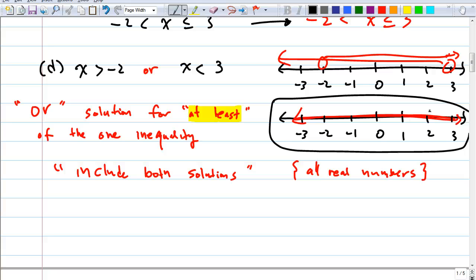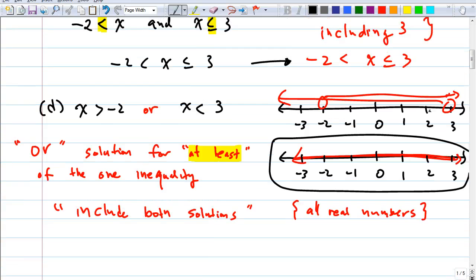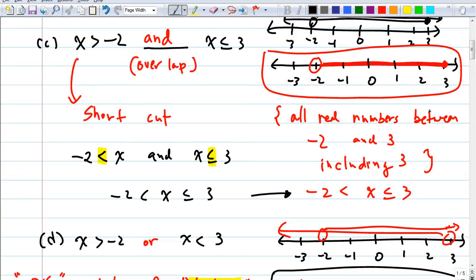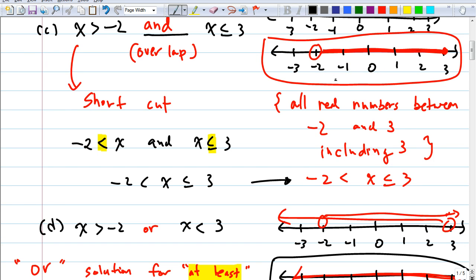Any other question? So do you think if I have "or," it'll always look like all real numbers? No. It depends on the situation, right? It depends on what kind of inequalities you get. What about if you have "and"? Do you always get a graph that looks like this on a number line? No, you don't. It depends on what you have. So let's do some examples. Are you ready? Any question? Okay, all right, let's do some examples.